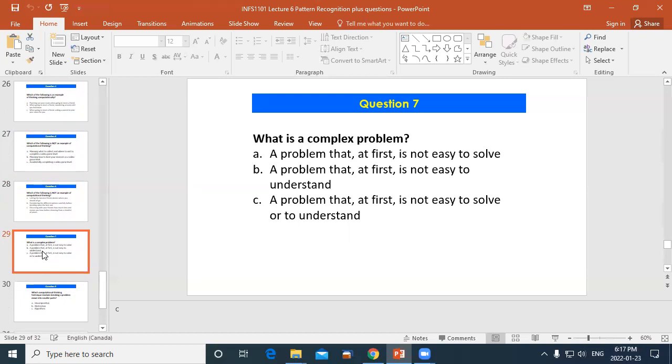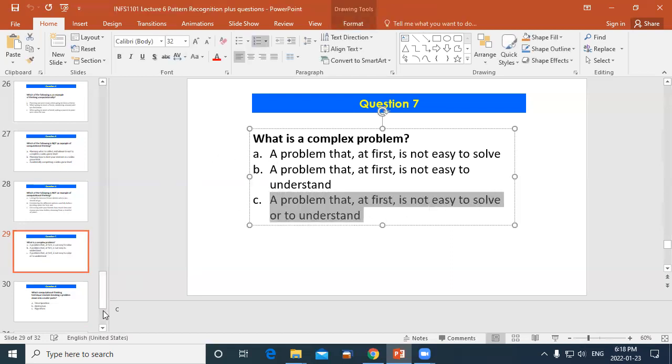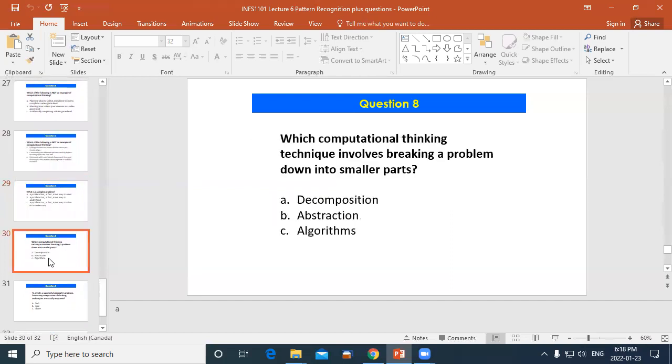What is a complex problem? A problem that at first is not easy to solve. None of those answers are terrible. So in this case, this is the one where none of the answers are terrible. You have to find the best answer, which is the one which is the least terrible, which is the most right. Which one? I mean, I kind of told you the answer there, right? If none of them are terrible, the one that says do both must be the best one, right? Problem not easy to solve, and it's not easy to understand.